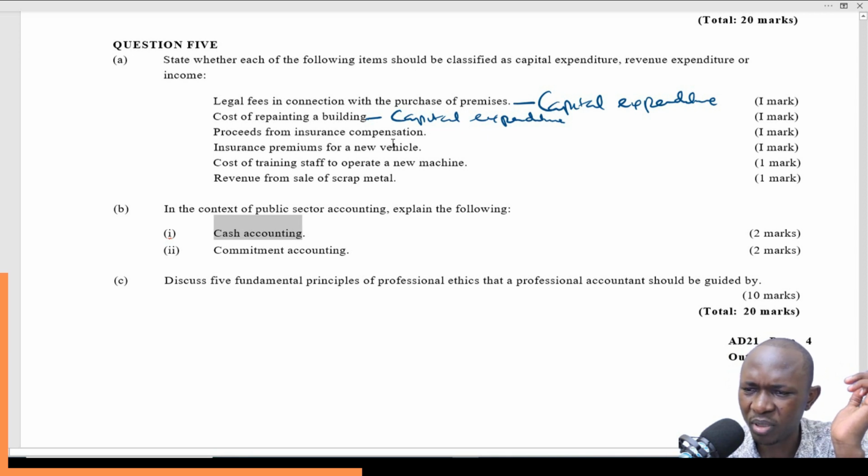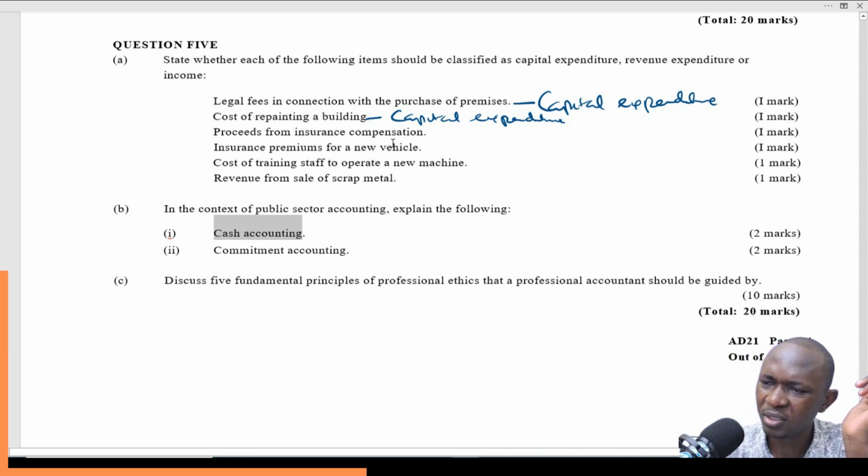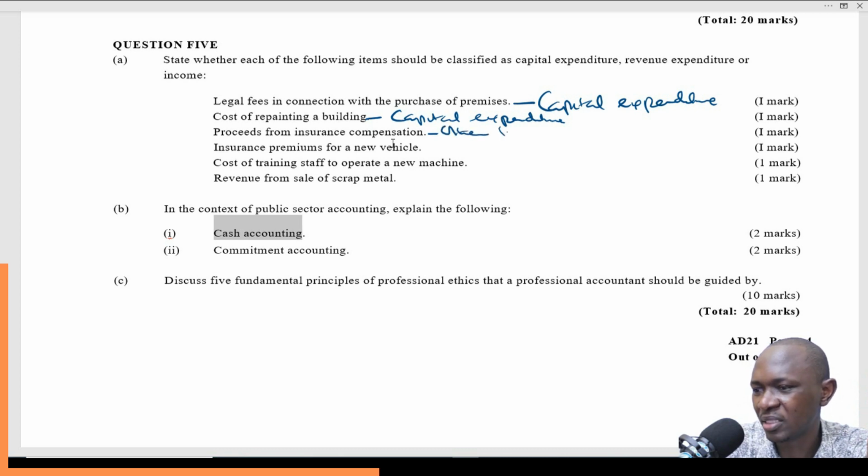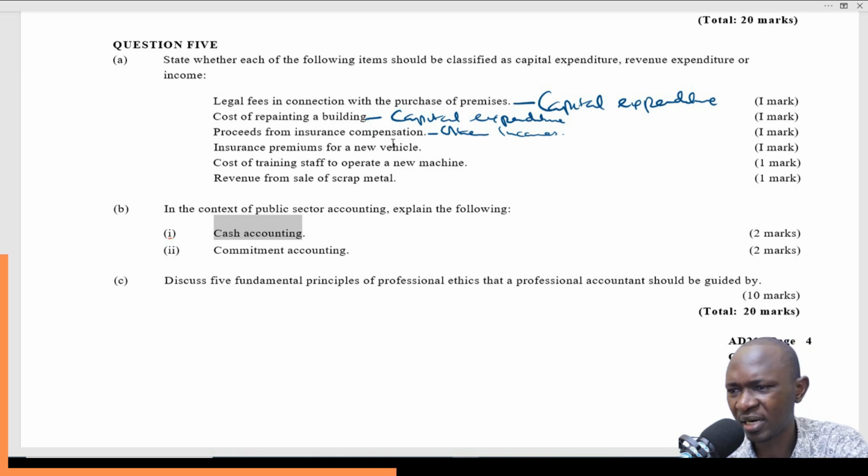Proceeds from insurance compensation. Now, insurance compensation. The proceeds from insurance compensation are not treated as other incomes. It depends. If you are talking about, say, even the proprietor's life or something, proceeds from insurance compensation, you are just being reinstated to the same position you were. The insurance doesn't benefit a person in any way. It reinstates you to the same position you were before the loss occurred.